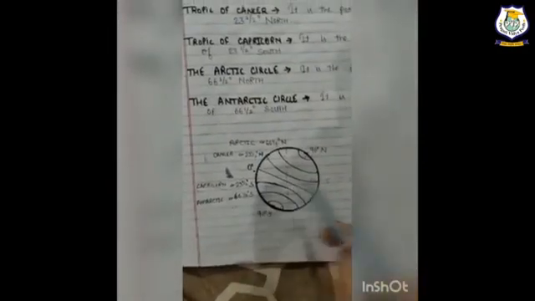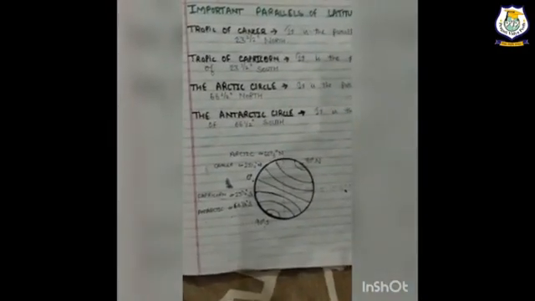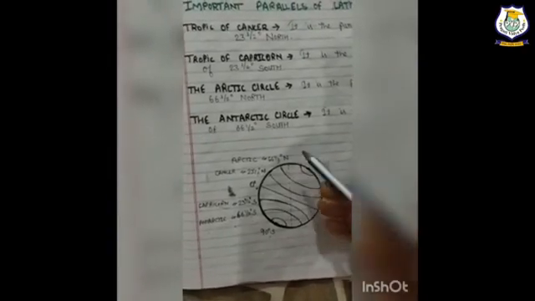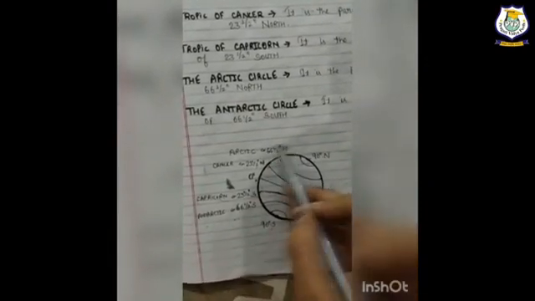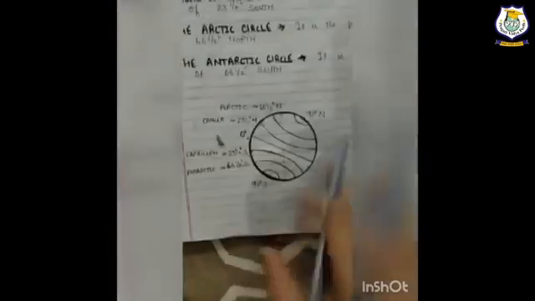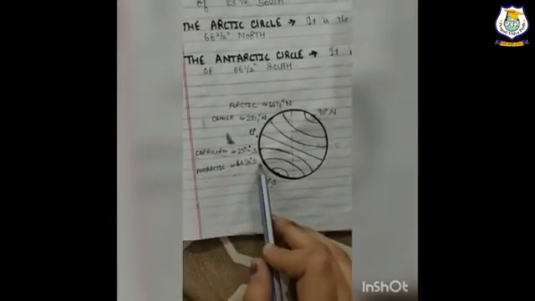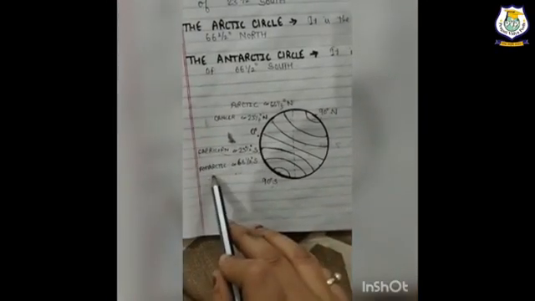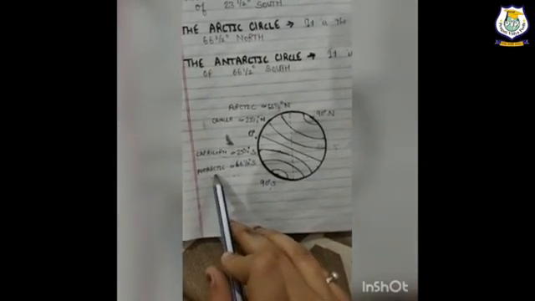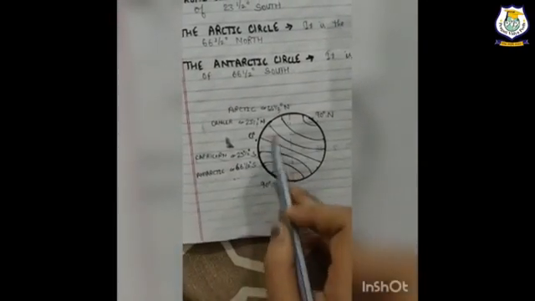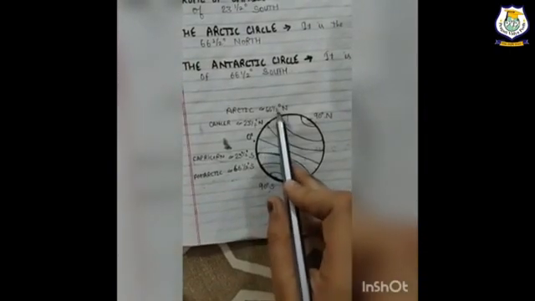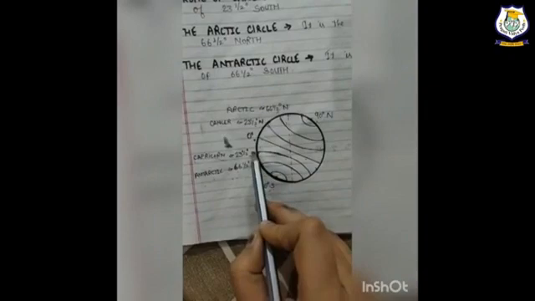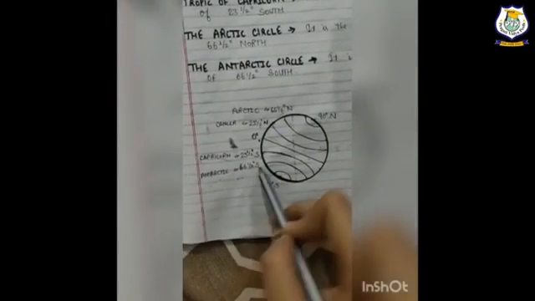After that, we have two other important parallels. These are called the Arctic Circle and the Antarctic Circle. So here we have 66.5 degree north, it is called the Arctic Circle, and here we have 66.5 degree south, it is called the Antarctic Circle. Alright, so this is the equator, this is the Tropic of Cancer, this is the Arctic Circle. Here this is the Tropic of Capricorn, and this is the Antarctic Circle.